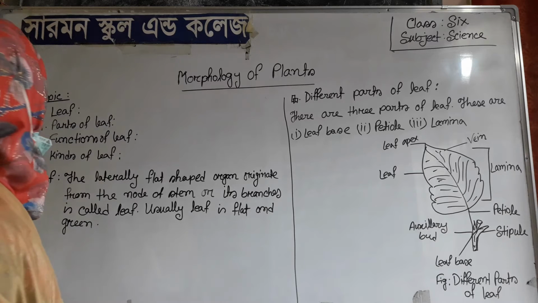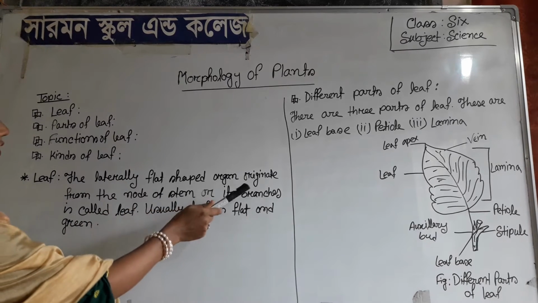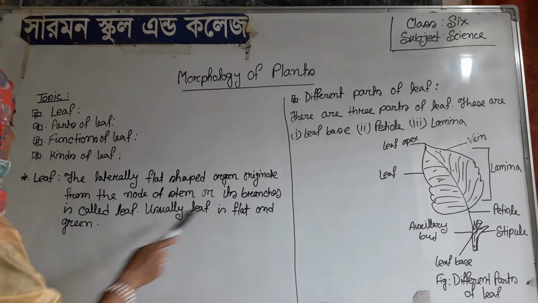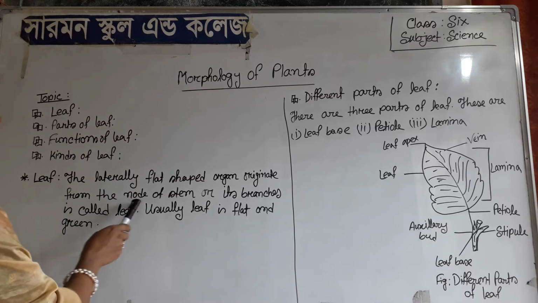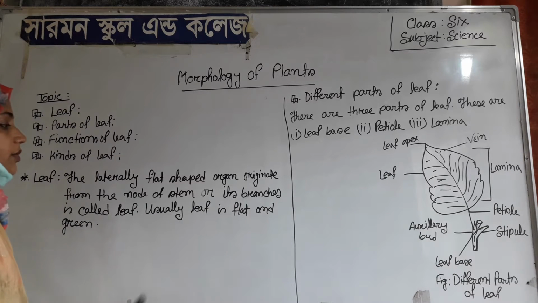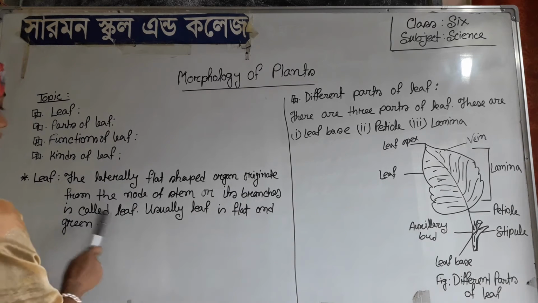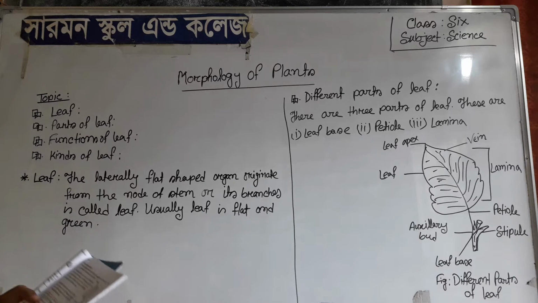First, we have to know what is leaf. The literally flat-shaped organ from the node of stem or its branches is called leaf. Usually, leaf is flat and green. That means the flat-shaped organ originating from the node of stem or its branches is called leaf.